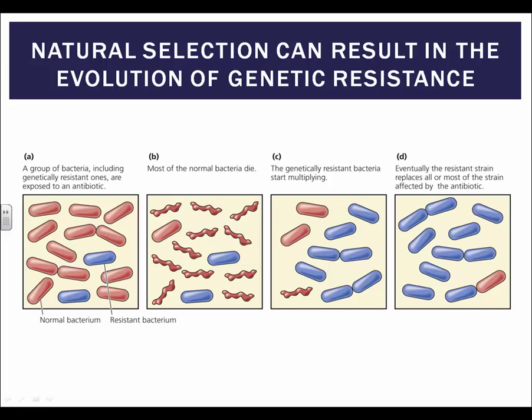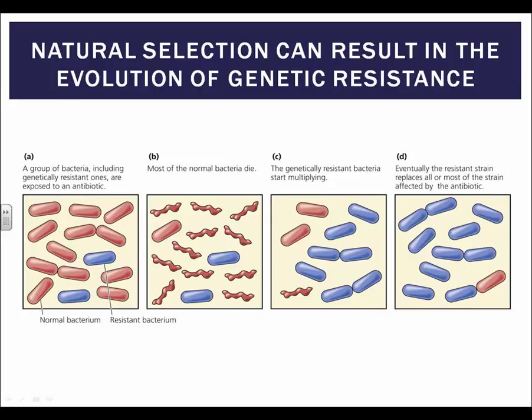So here's a simple example of natural selection. On the left-hand side, we're seeing a group of bacteria. This group of bacteria contains, in red, the normal bacteria. The ones in blue have something in their DNA that makes them resistant to antibiotics. Then in picture B, the second picture, they're exposed to antibiotics. Most of them die. Maybe one survives for some random reason. We don't know why. But the two blue ones that are resistant are going to survive.